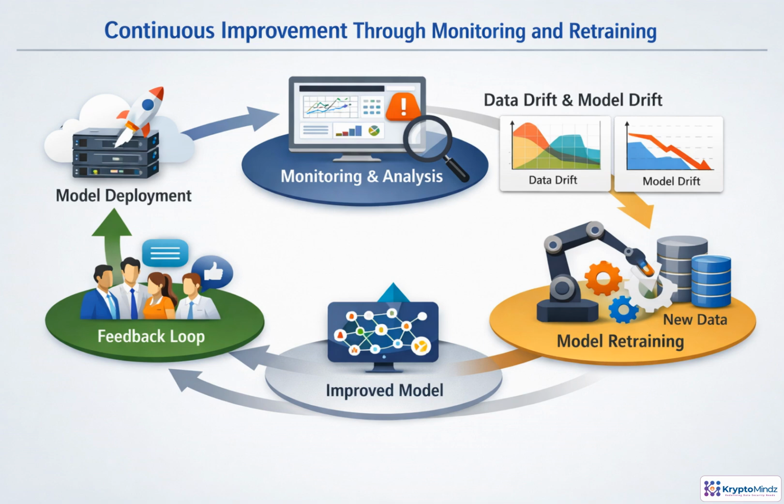Deployment is not the finish line. Once a model is serving real users, its environment keeps changing. MLOps teams track service health, latency, errors, prediction patterns, and business performance. When data drift or model drift appears, feedback and fresh data feed the retraining process. The updated model is validated, redeployed, and monitored again. This loop turns production from a one-time release into a controlled system for continuous improvement.